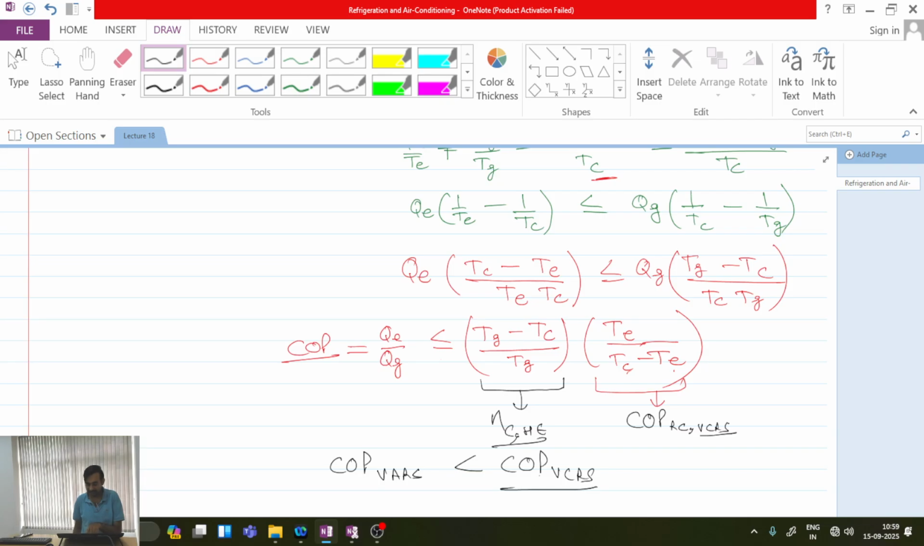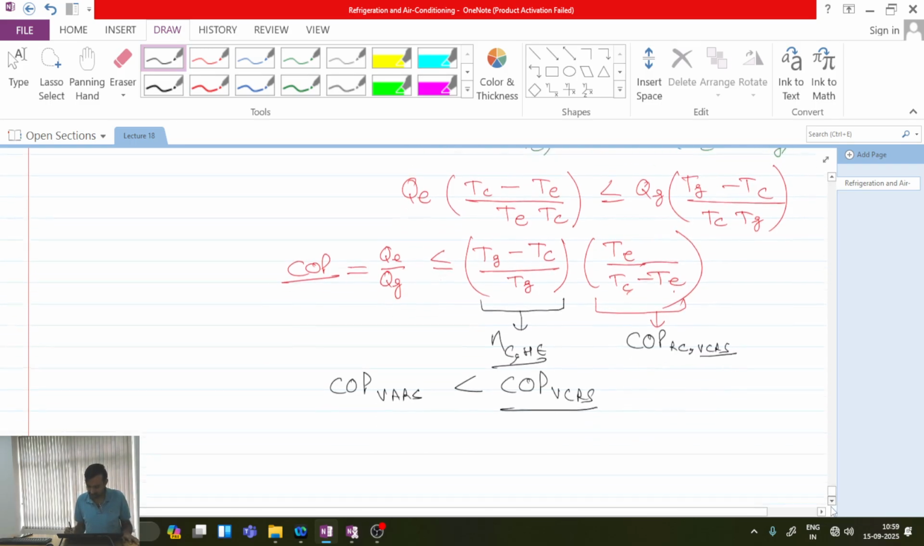So that's why a factor less than 1 is multiplied with it. So the COP of a vapor absorption system will always be less in comparison. But still, with less COP, we want to operate it because whatever energy we utilize will be waste heat or low grade energy, which leads to less operating cost.